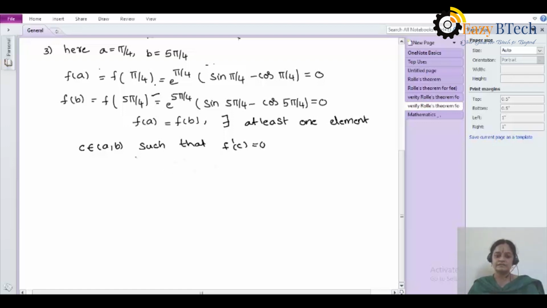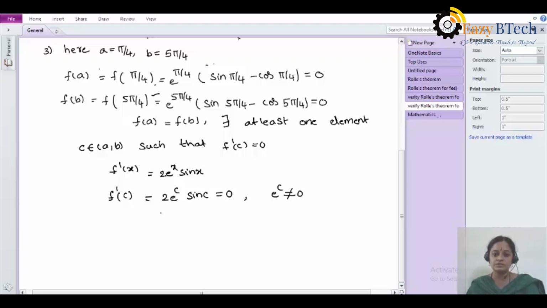So for f dash of c, from the second condition we know the value of f dash of x. F dash of x is equal to 2 e power x sin x, and we need the value of f dash of c, so 2 e power c sin c equated to 0. Then the exponential term is not equal to 0, so sin c is equal to 0. C is equal to, using inverse trigonometric, sin inverse 0. So c is equal to 0, c is equal to pi.